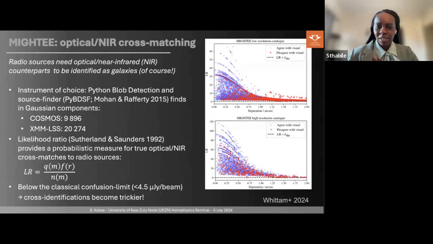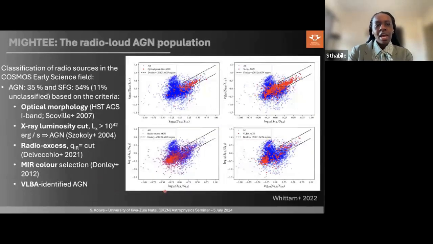And that has been useful in providing us with an understanding of where we are identifying actual counterparts and where we are not identifying actual counterparts. Of course, the visual inspection has been important in that as well. But when we go down to very faint flux densities, the classical confusion limit, in other words, where our radio sources are so close to one another, it's hard to tell them apart, cross-identification, even with optical, becomes tricky.